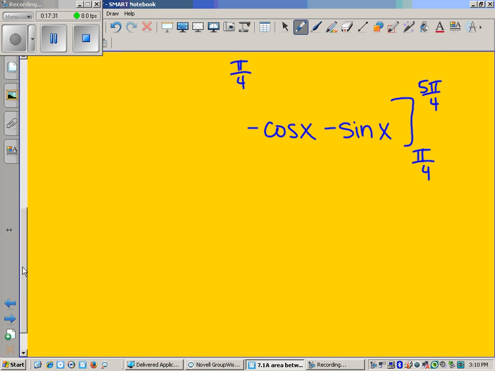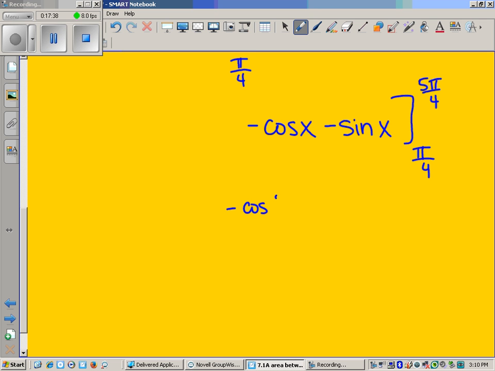All right, here we go. So I have negative cosine of 5 pi over 4 minus sine of 5 pi over 4, minus negative cosine of pi over 4 minus sine of pi over 4. Okay? Using exact values from your unit circle, could you evaluate this for me, please?